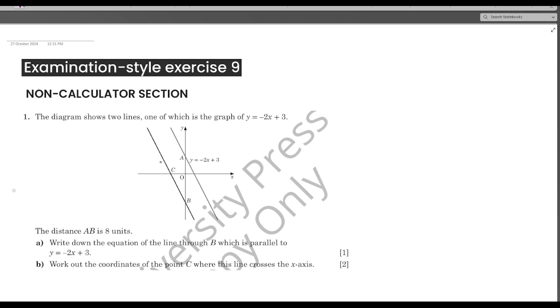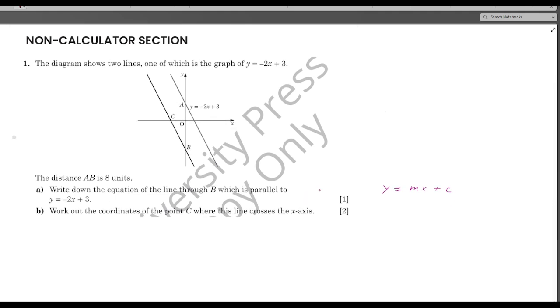Now, the equation of a line is in the form of y is equal to mx plus c, where m is the gradient of the line. Now, as these two lines are parallel, their gradients are also going to be equal. So your value of m is going to be minus 2, as in this equation, the value of m is minus 2.